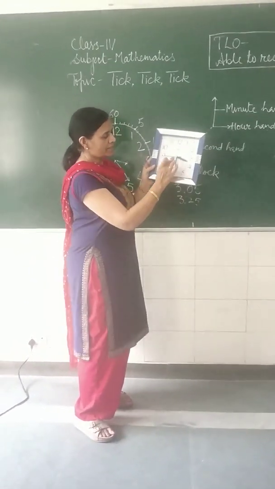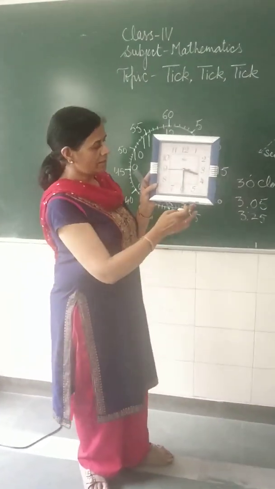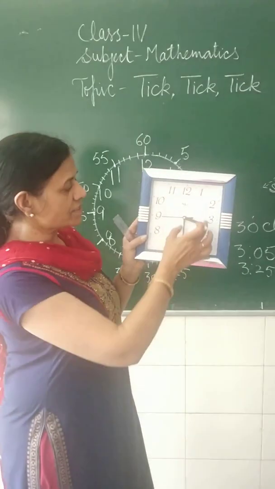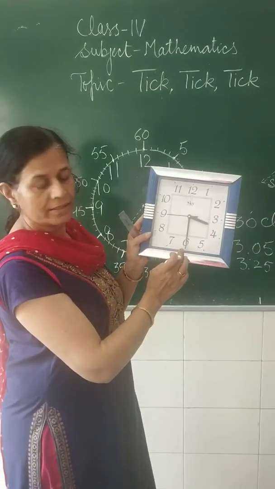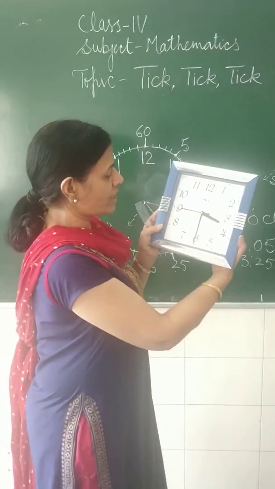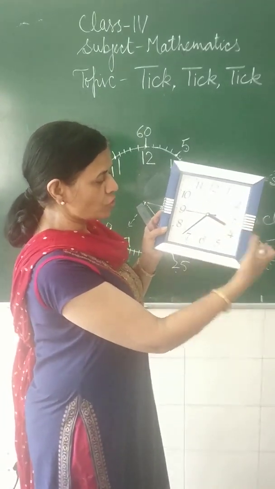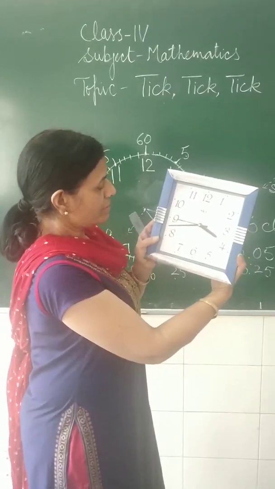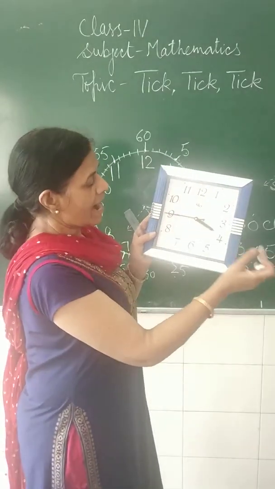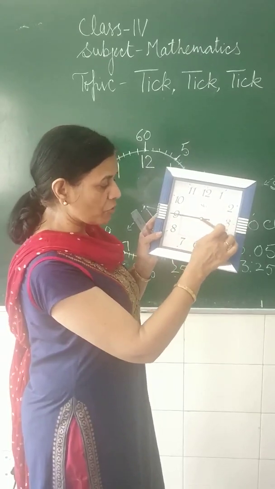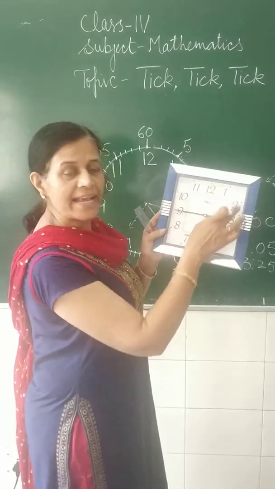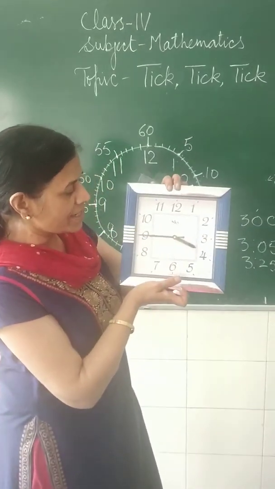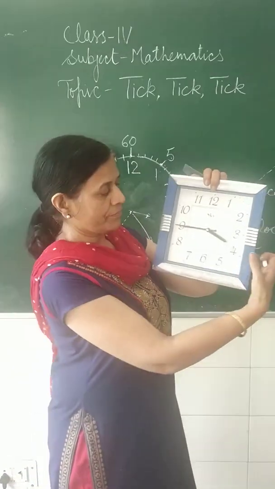Now you see the small hand is between 3 and 4, and big hand is at 6. So this is 3:30. By the time the big hand is moving still further, small hand is also moving, and it is getting closer to 4. Now see, big hand is at 9 now, and small hand has come very close to 4, because now the next time will be 4 o'clock. So now the time which I am showing you, this is 3:45.